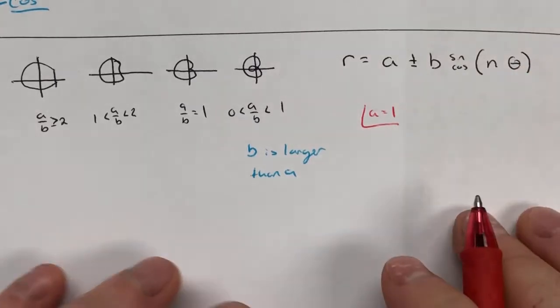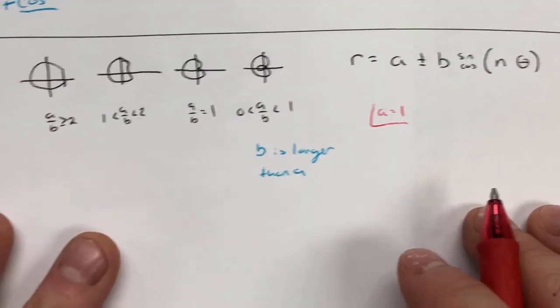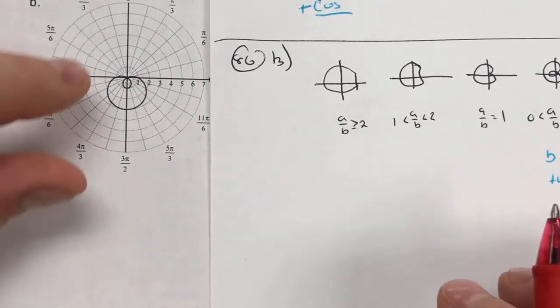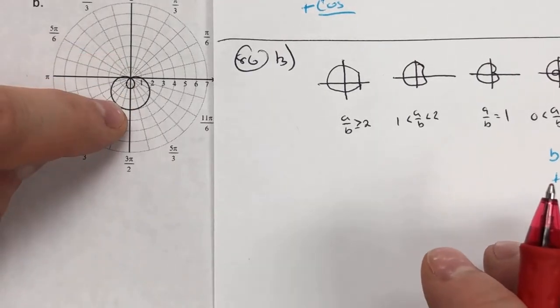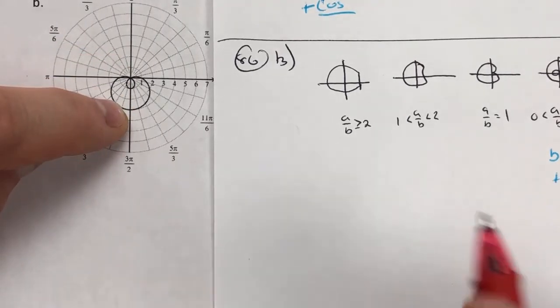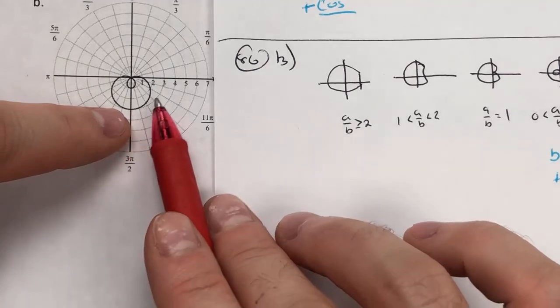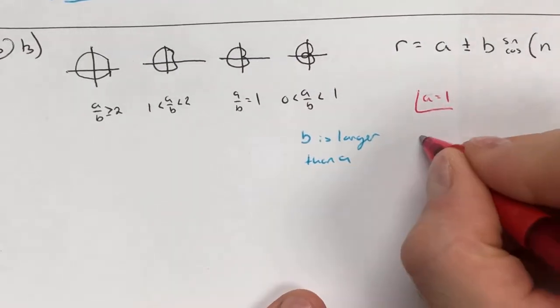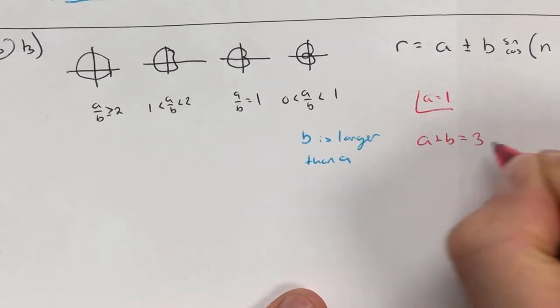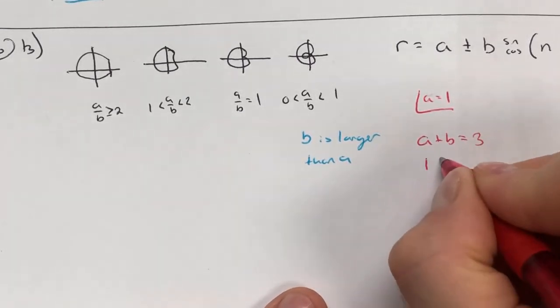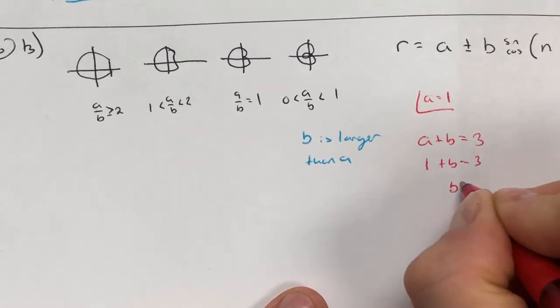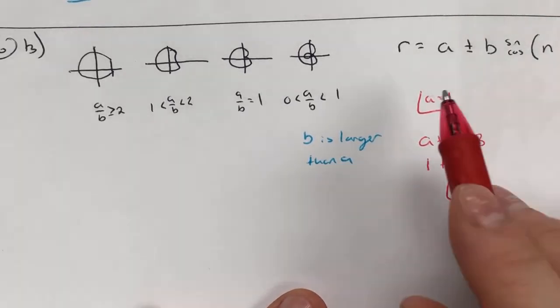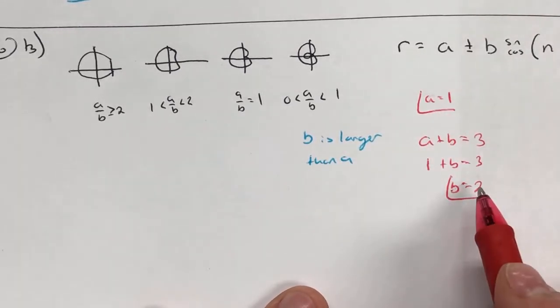Okay. So now that we know what a is, we can then further define, I know that this maximum distance all the way out here is going to be a plus b. And if this distance out here is all the way to 3, so if a plus b is equal to 3, and I know a is 1, that means b is 2. Okay, so I figured out a, I figured out b.